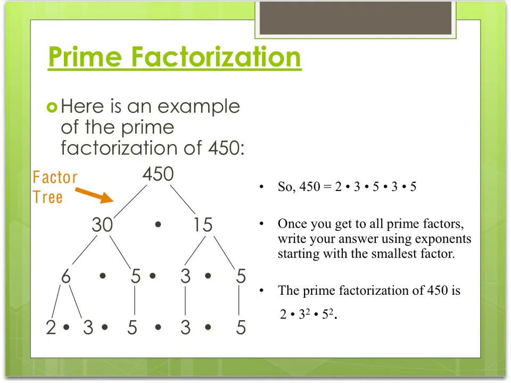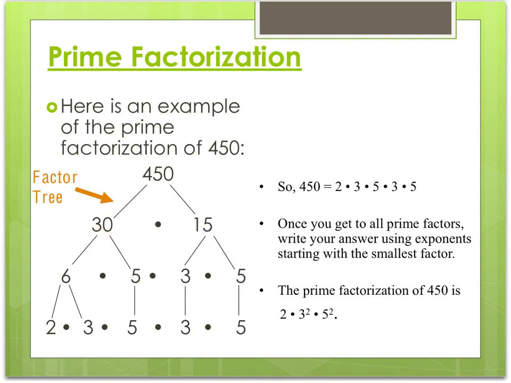So you could also start it out by going 45 times 10. But I just chose 30 times 15. So I'll notice that 30 and 15 are not prime numbers, because I see that 30 ends in a 0, 5 ends in 5, 15 ends in 5. So I can split them up.